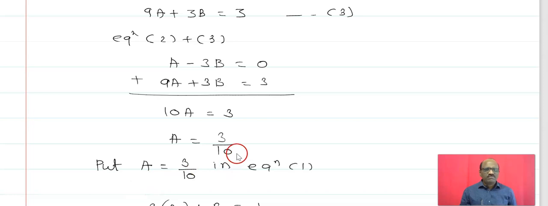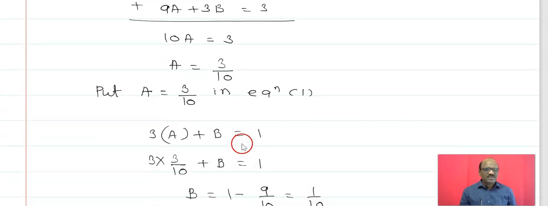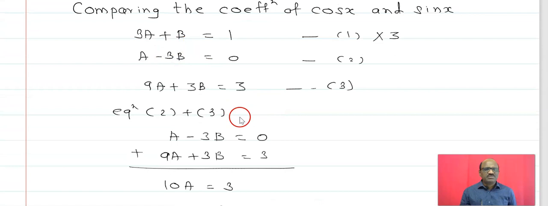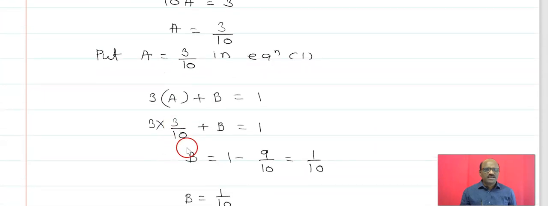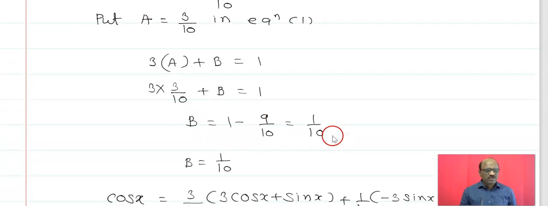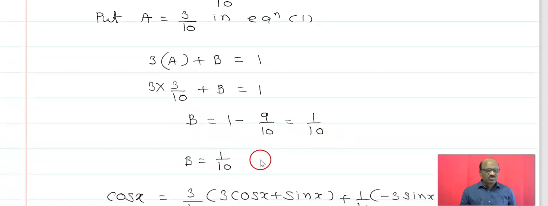Now, to find the value of b, we will substitute the value of a, that is 3 by 10, in equation number 1, that is 3a plus b is equal to 1. That is 3 into 3 upon 10 plus b equals 1. Therefore, b is equal to 1 minus 9 upon 10, and overall you will get 1 upon 10. The value of b is 1 upon 10.